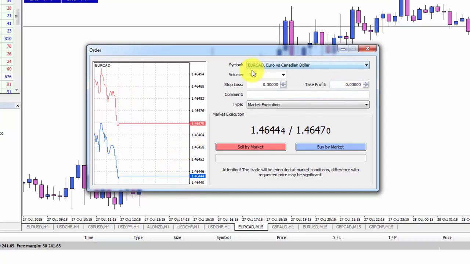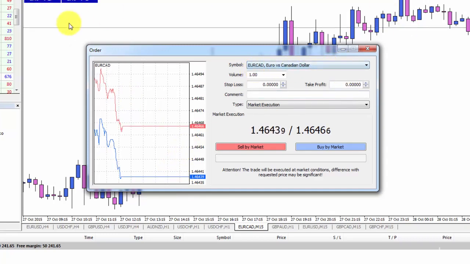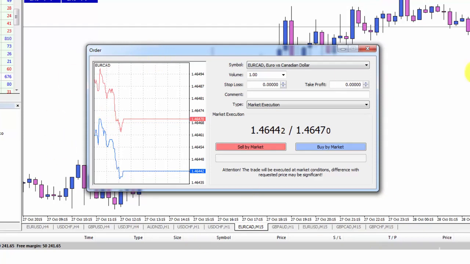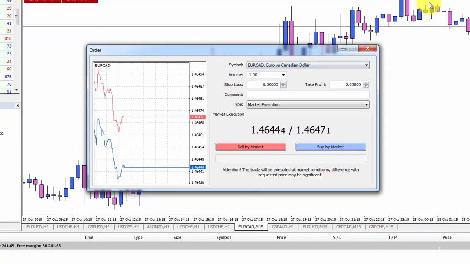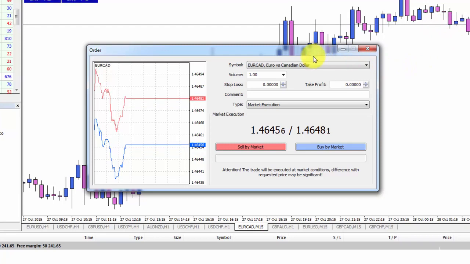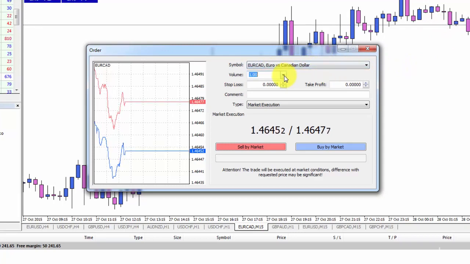Anyway, here you've got the symbol. By default, it'll be the symbol of the chart that you're looking at. So when you have multiple charts like we saw just now, it'll be the chart that is selected. So be careful of that. Always check the symbol. Then you've got the volume.